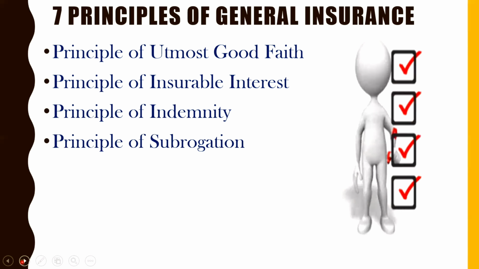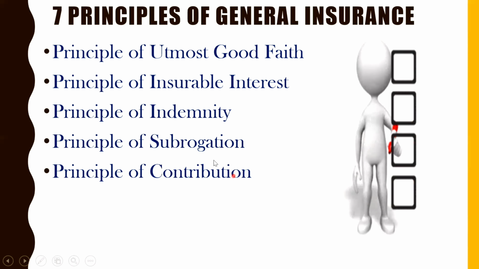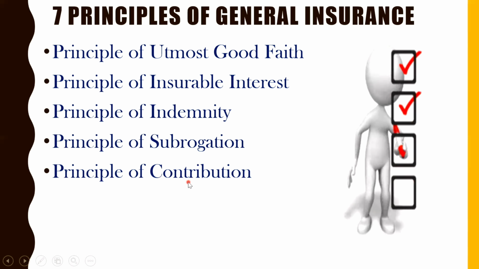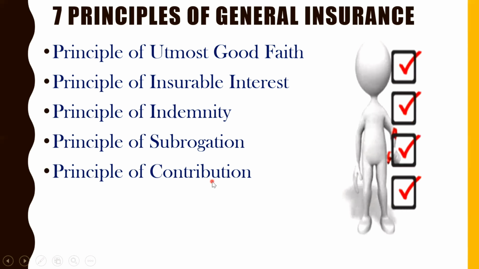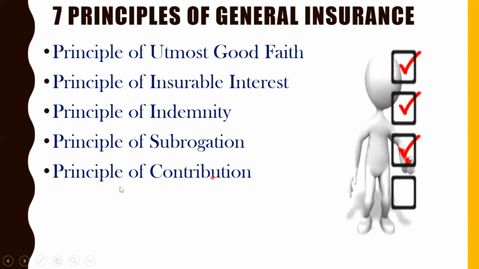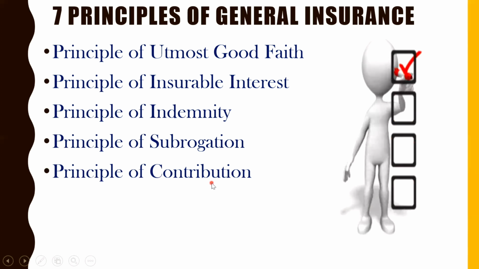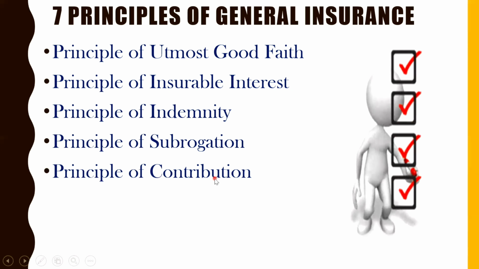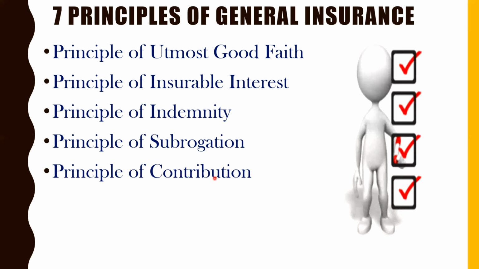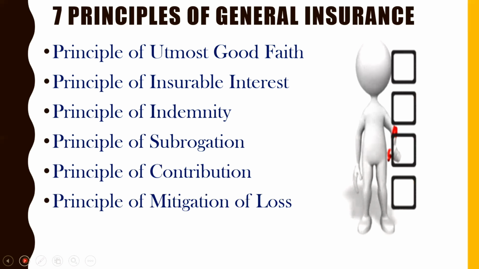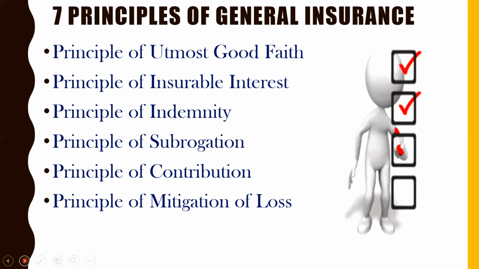Then the next principle is the principle of contribution. Contribution means something in return or some benefit. Now here, when two parties, the insured and the insurer, enter into the agreement, both of them have the benefit. Both of them have support. The insured is promised that if his goods are lost, then the insurance company will pay compensation. And against that, the insured pays the premium periodically. So both get the benefit out of this particular agreement. Now let us understand the next principle, the principle of mitigation of loss.